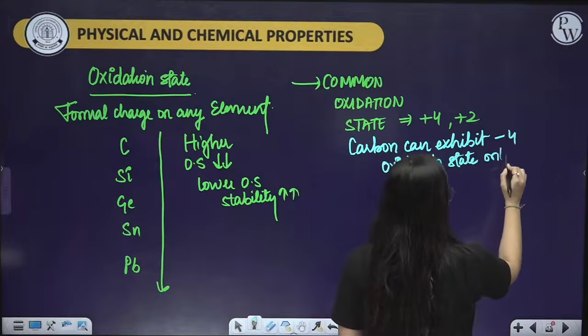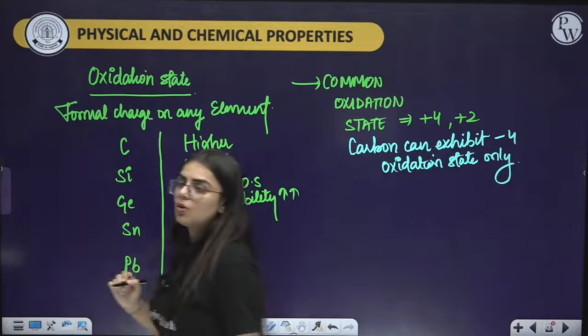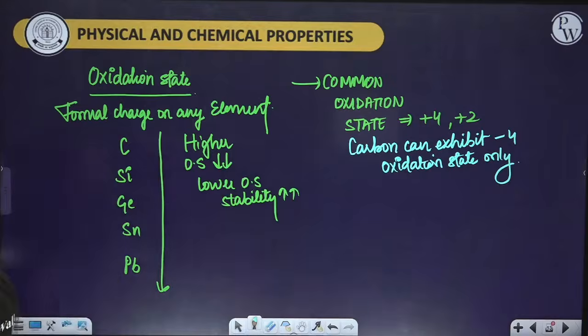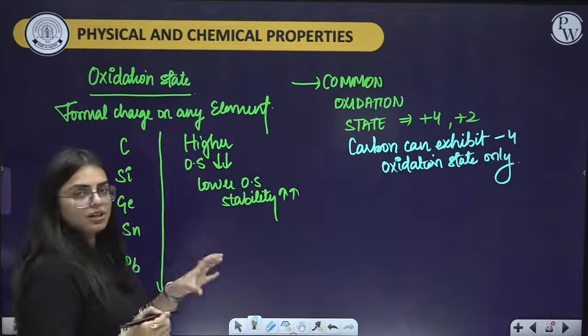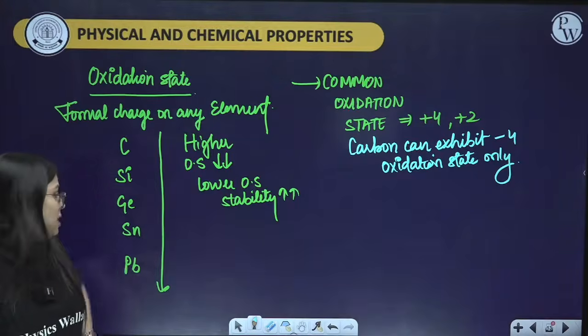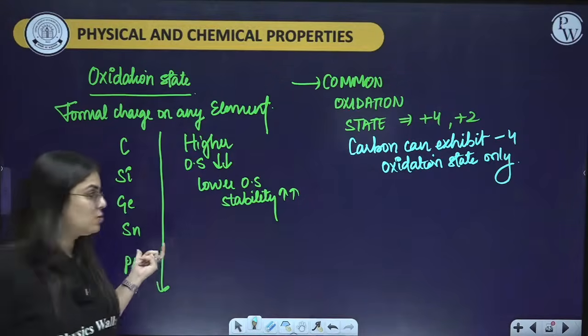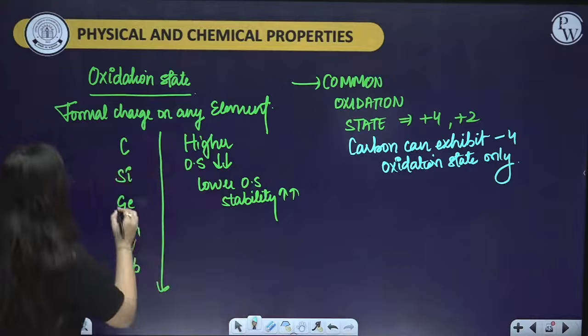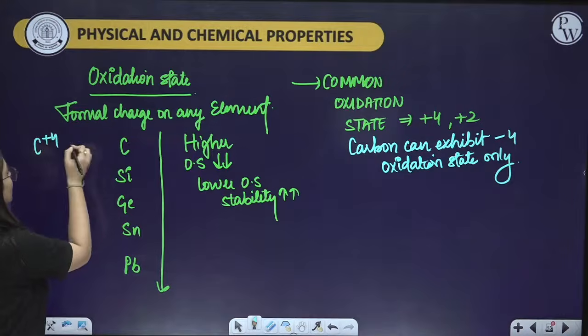It can exhibit -4 oxidation state also. Clear with this part? Now see, why does this happen, that lower oxidation state stability increases and the higher oxidation state decreases? Due to the inert pair effect of the lower ones. So if I talk about carbon in +4, carbon in +2.